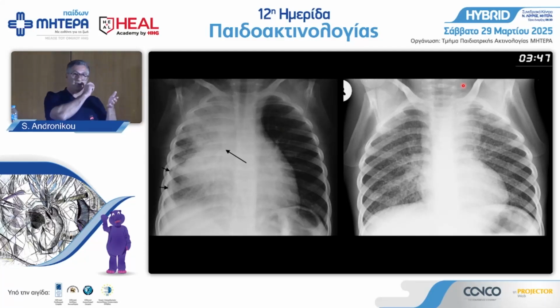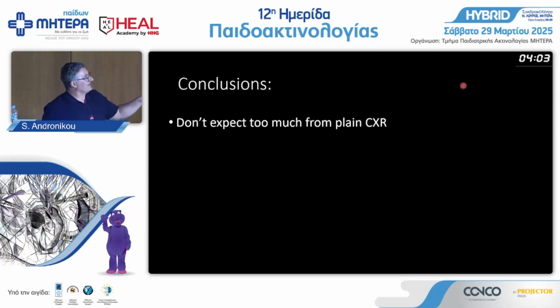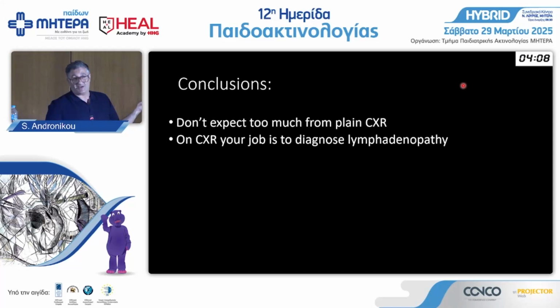Every single reporting template that I've published has now been corrected to say if you have severe TB or not severe TB. All the AI projects that we are doing, helping with, all say that now. They have to do that on the AI tool because it matters for treatment. So that's the end. Don't expect too much from the X-ray. Your job's to diagnose lymphadenopathy.